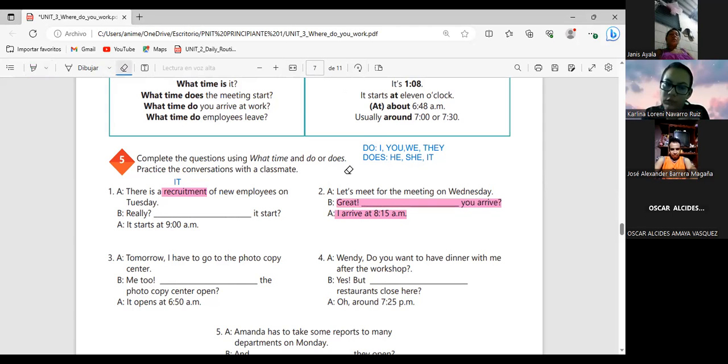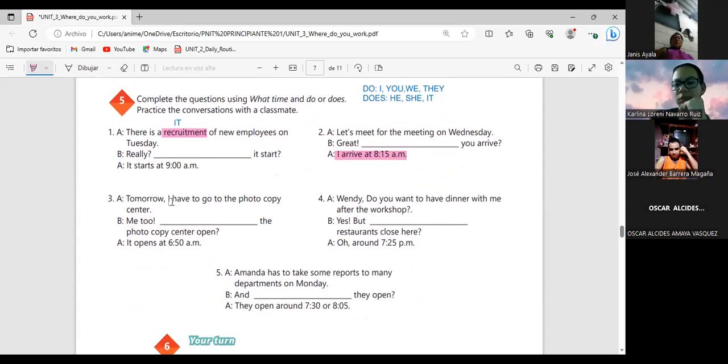Next one. In number three, what do you have in number three? Tomorrow I have to go to the photocopy center. Me too. The photocopy center opens at 6:50 a.m. Por lo que puedo ver, están hablando de the photocopy center. Si sustituyen photocopy center por un pronombre, ¿cuál sería? ¿Cuál es el correct pronoun? It. Sí, ¿verdad? It.